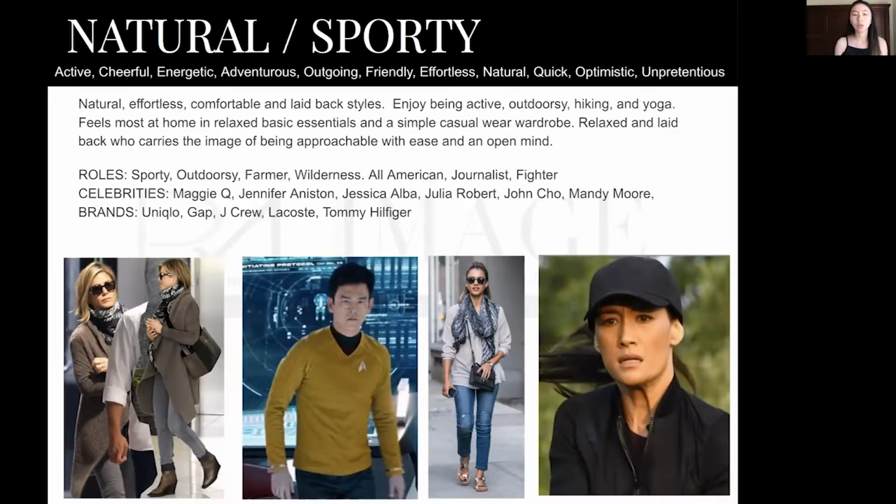The roles are going to be sporty, outdoorsy, farmer, wilderness, all-American, journalist, and fighter. And the celebrities are going to be Maggie Q, Jennifer Aniston, Jessica Alba, Julia Roberts, John Cho, and Mandy Moore. And I think that is the end of our different character types.